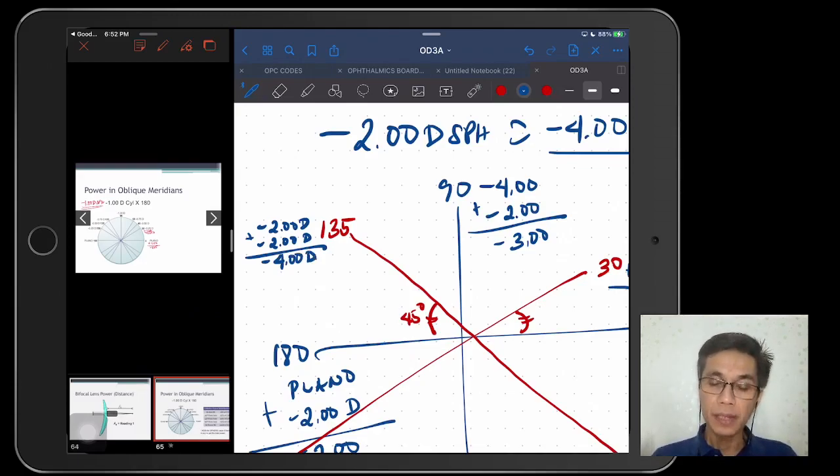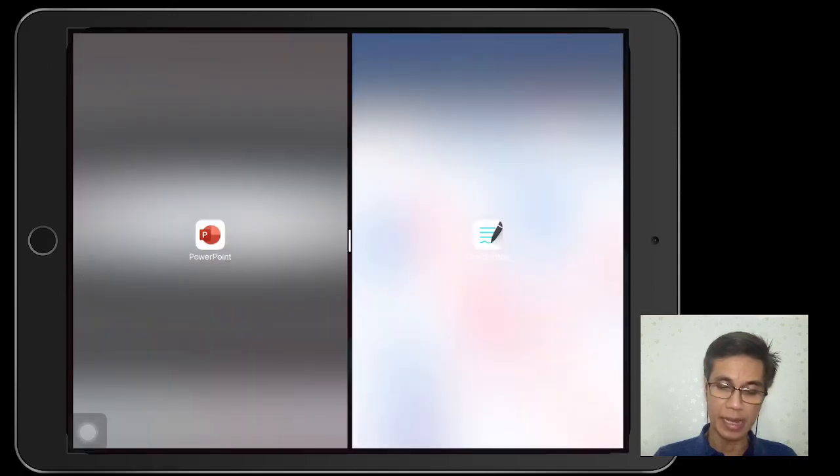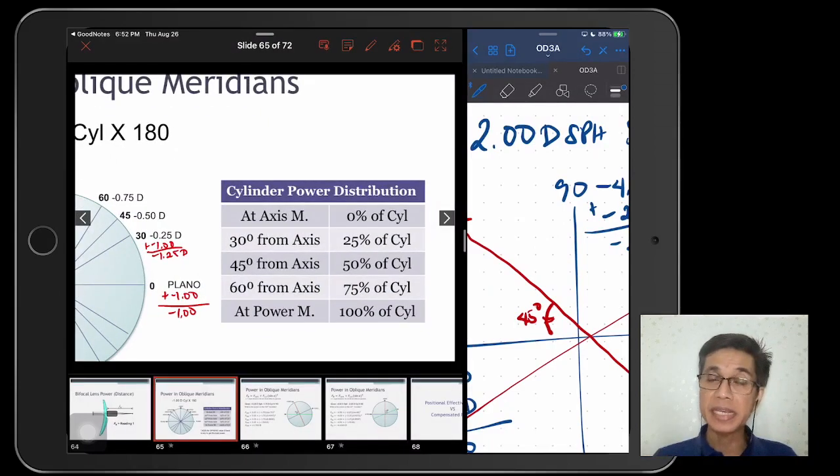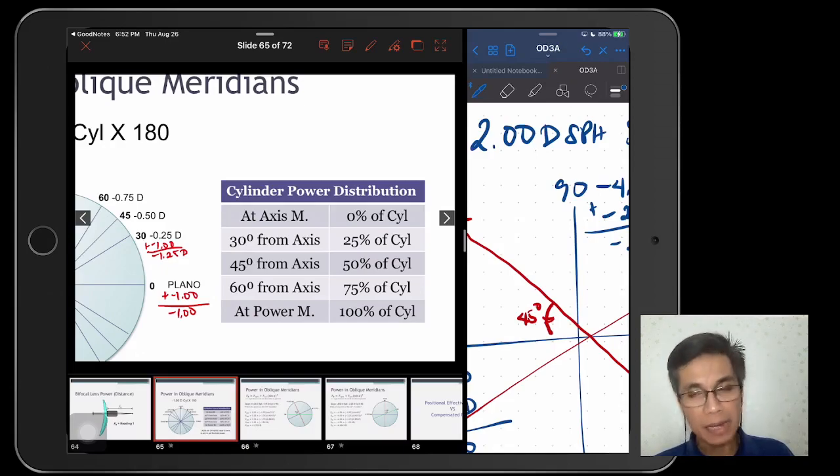So, ang dapat lang natin tandaan ay yung sinasabi natin na ito, 60 degrees at the axis meridian, 0% ang ibinabahagi ng cylinder power. Walang binibigay na power ang cylinder component sa kanyang axis. Ano lang natatanggap ng axis? Kung merong spherical component, ayun, may matatanggap siya. Pero kung wala ka namang spherical component, edi 0, automatic ang nagiging power sa may axis meridian.